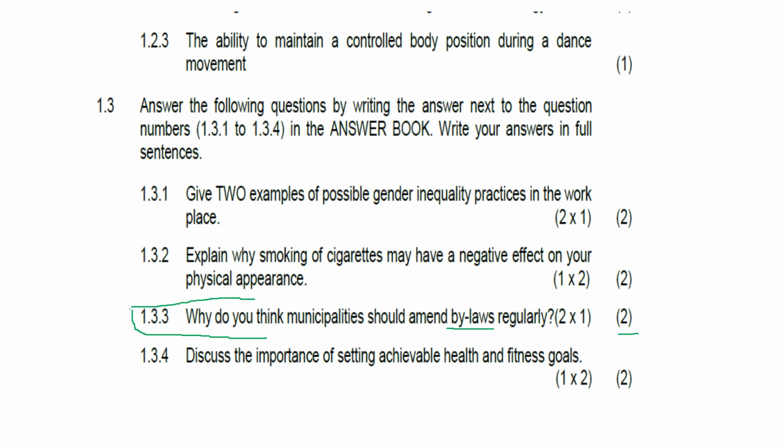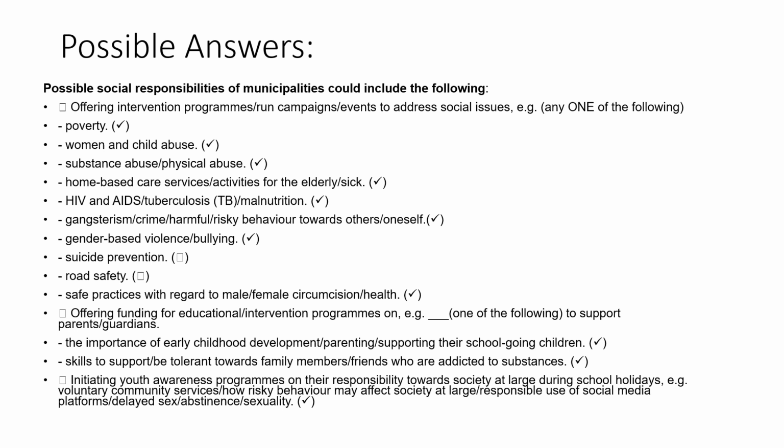I believe the next slide has the answers. Let's look at the answers on how you should answer your questions. Now let's look at our answers. Possible answers. Possible social responsibilities of municipalities could include the following. This is the heading of your question, right? When you write your answers, don't forget to write the heading as well. If you have a subheading, please include your subheading. This is an example of a subheading: offering intervention programs, run campaigns, events to address the social issues. You are going to write any of the following, not all of them. This is just an example of the answers expected. I'm not saying when you write your exam, write everything; it depends on the marks allocated.